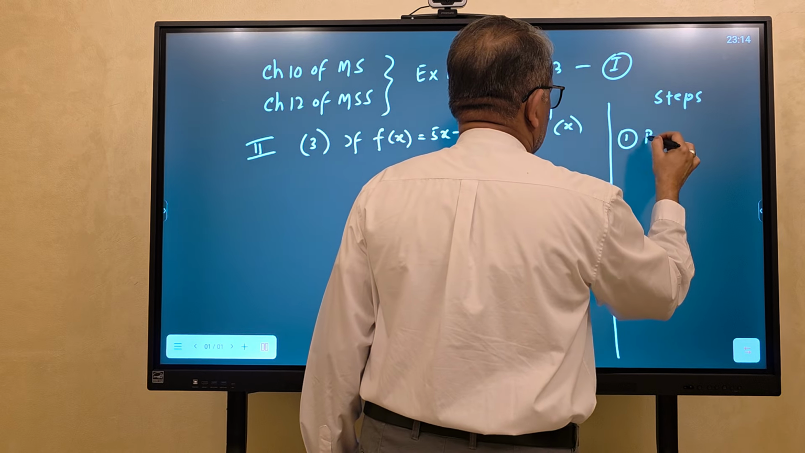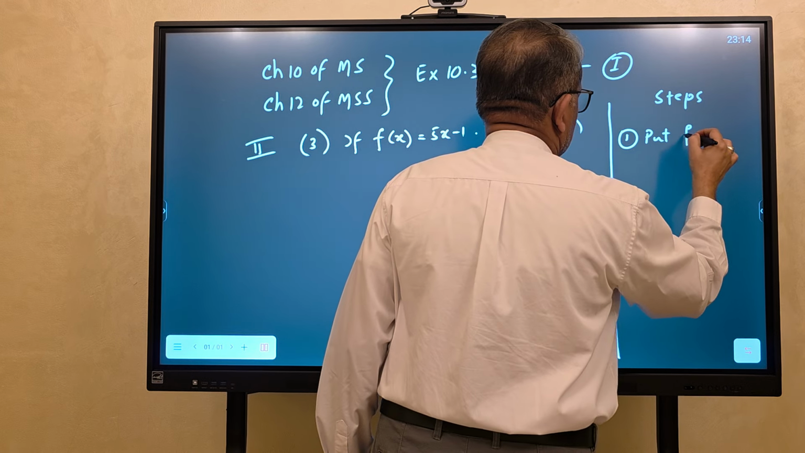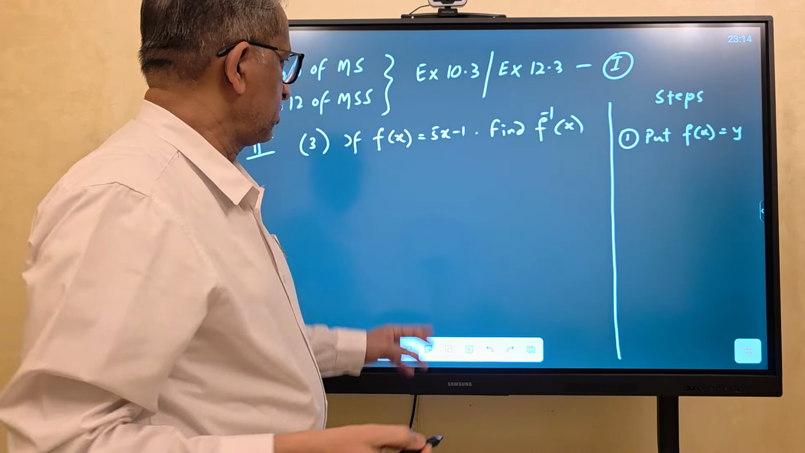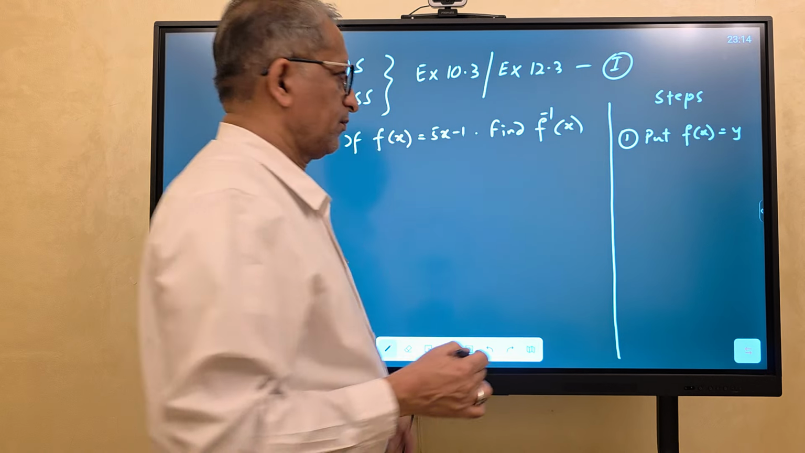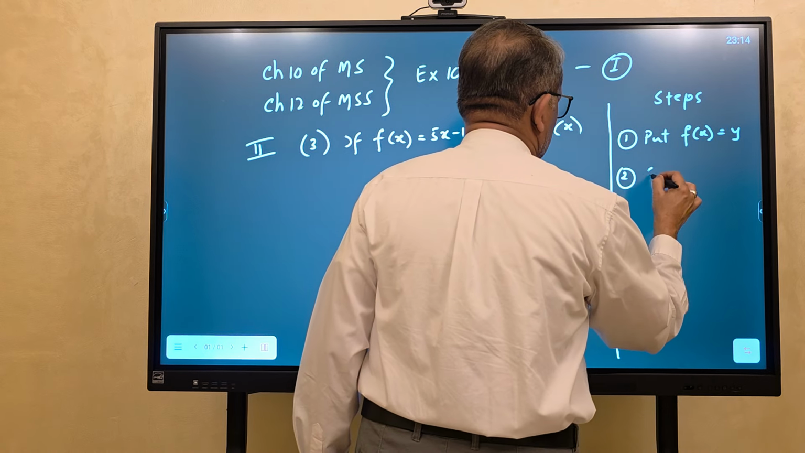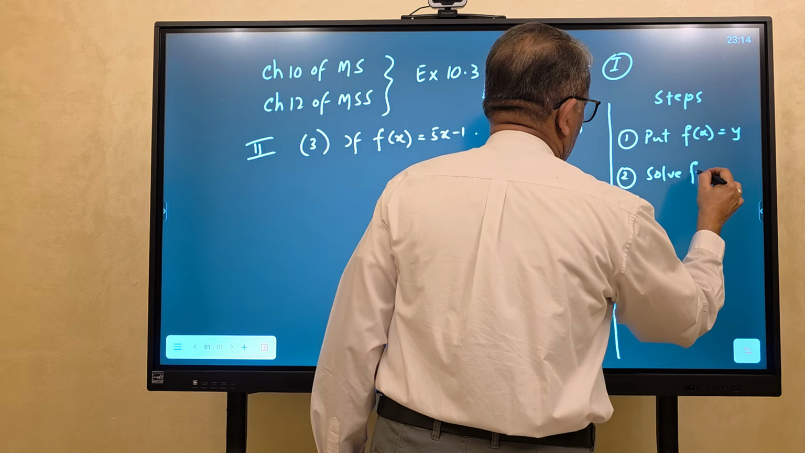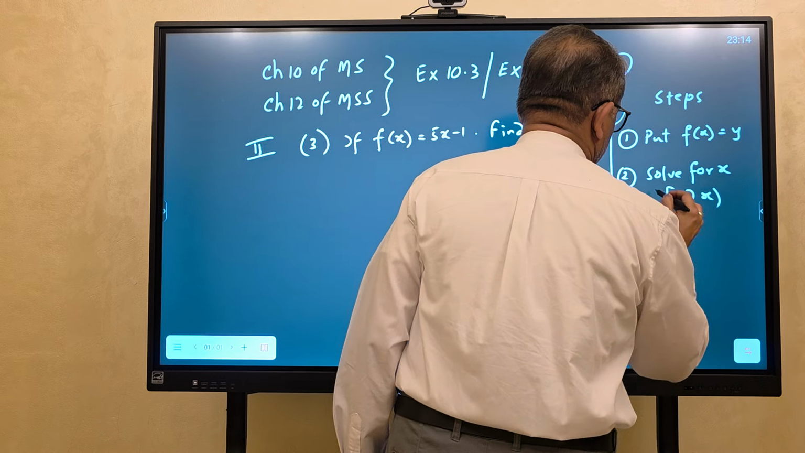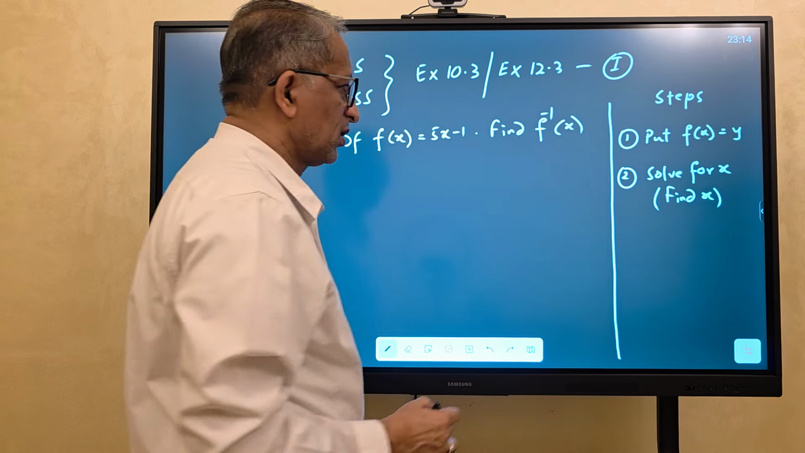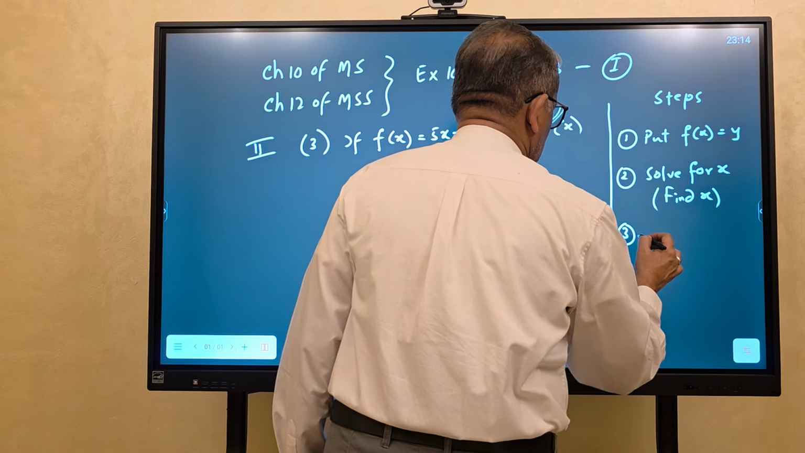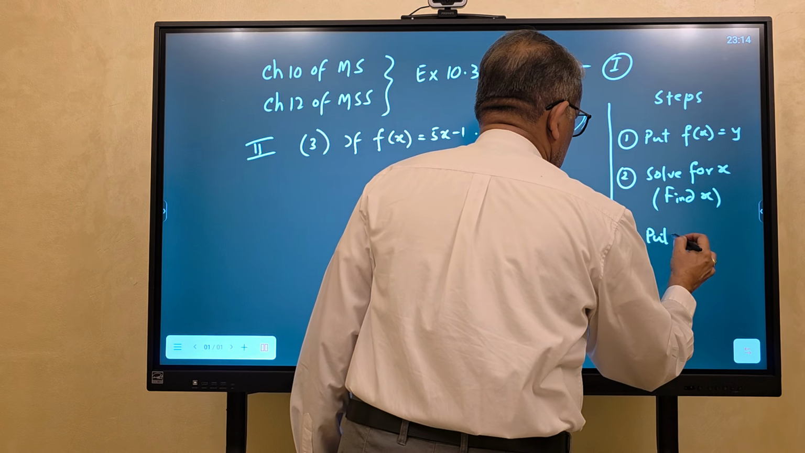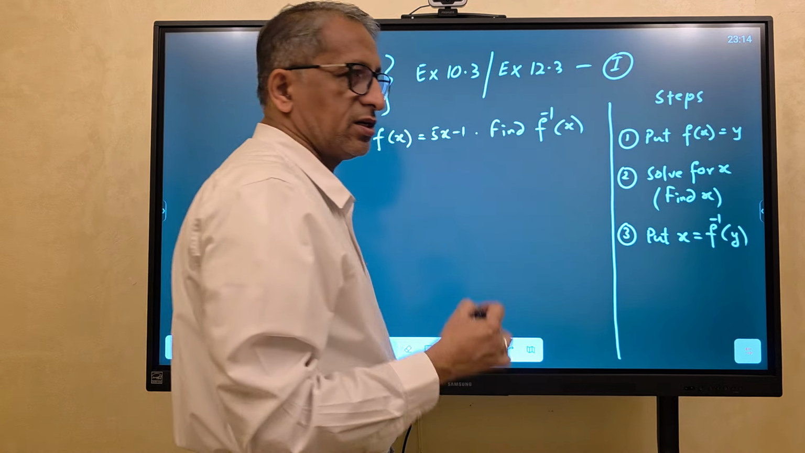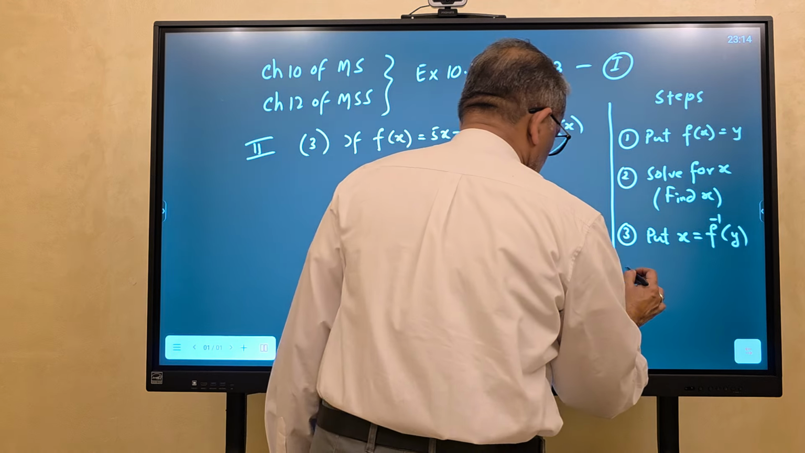Number 1, put f(x) is equal to y. That is, replace wherever this f(x), you change to y. 2, solve for x. That means find x. Third, put x is equal to f inverse y. That is, replace x by f inverse y.